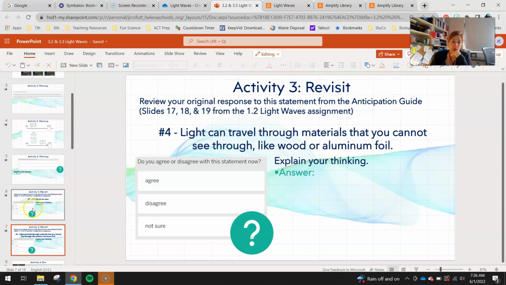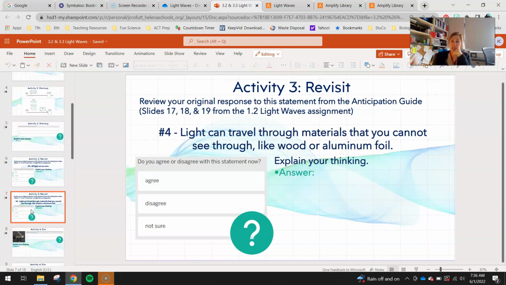So two things you need to answer here. If you need to take a second, pause this video, finish activity 3, and then we'll move on to activity 4, which is a sim.